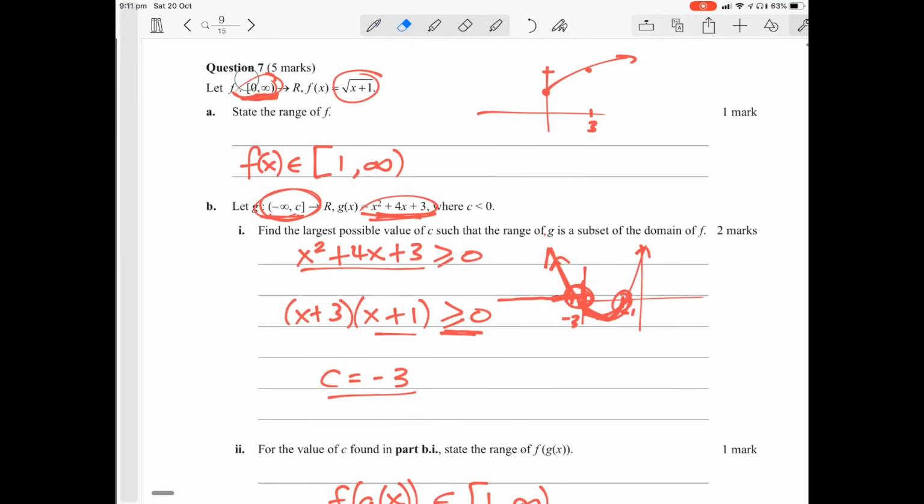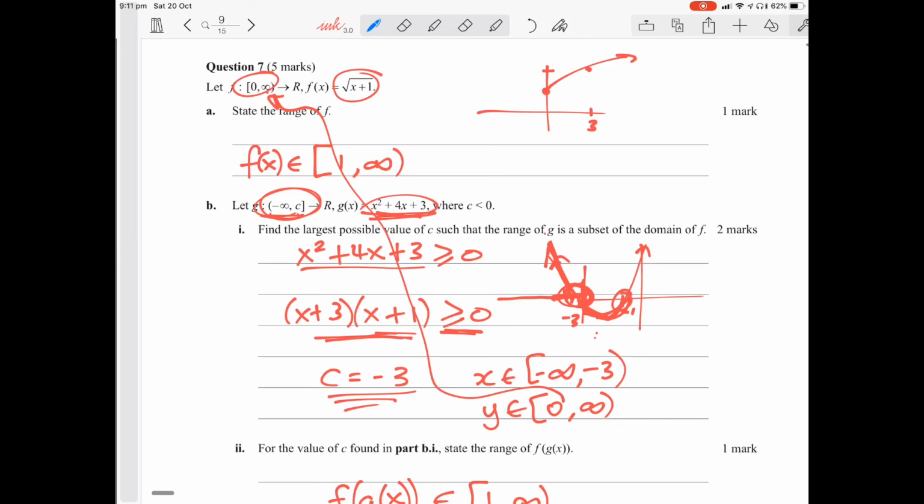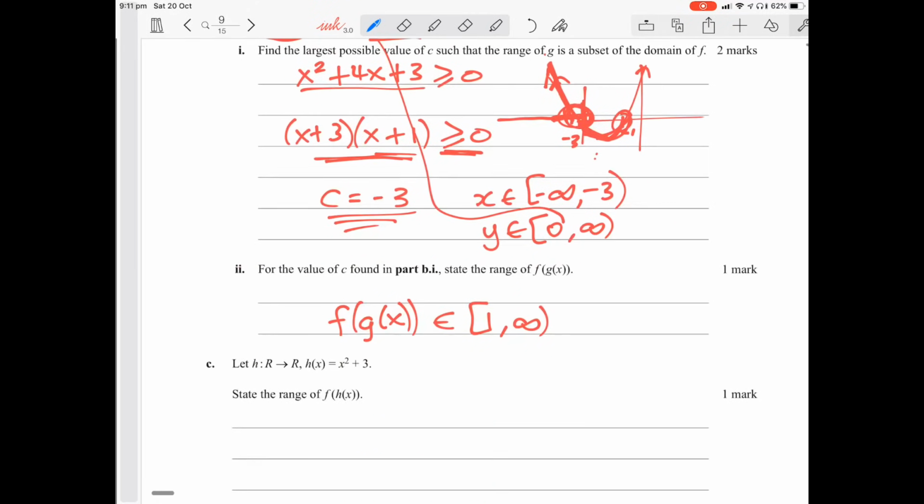My domain here remains the same, because the range of the inner function is negative infinity to negative 3. That's my domain. My range is from 0 to infinity. So because that and that are the same, then my range of the final function, the outer function, is going to be the same as the range of the inner function.